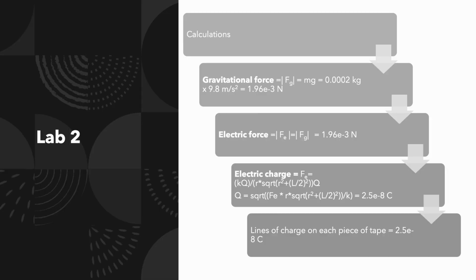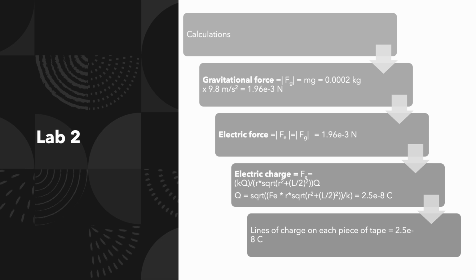The magnitude of Fg is equal to mass times gravity, which is 1.96 times 10 to the power negative 3 newtons, and the magnitude of electric force is equal to the magnitude of gravitational force, as the acceleration is 0. And for the force of an electric charge formula, the electric field of a rod is used, as the bottom tape is divided into segments of point charge which act like rods.